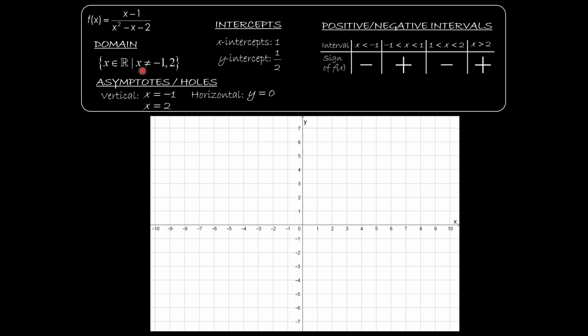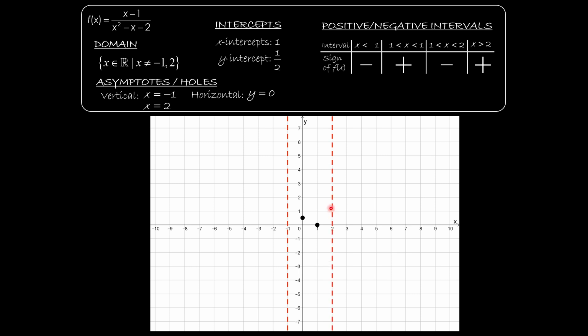Now, we know that our domain is x is an element of the real numbers, but x cannot equal -1 or 2. So keep in mind something's going to happen at those values. We know that it's a vertical asymptote in each case there. But we have an x-intercept at 1, so we can plot that. And we have a y-intercept of 1/2 right here. We can plot that. We have our vertical asymptotes, one at -1 and the other at 2, so we can draw those in.